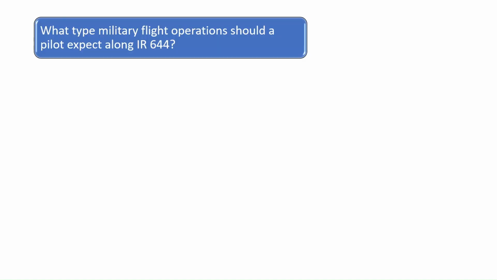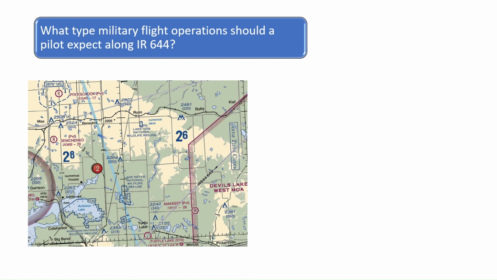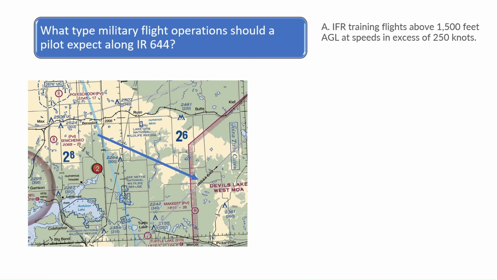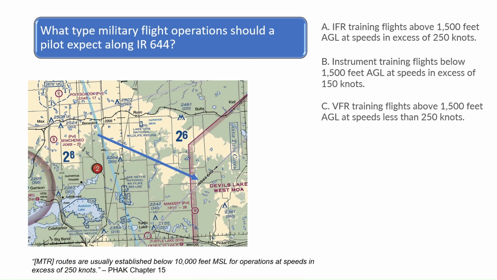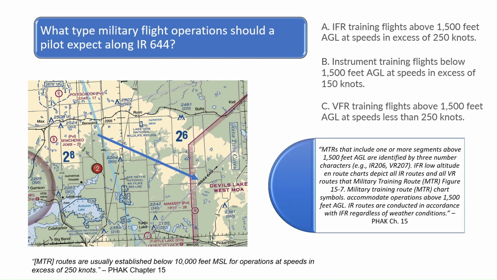What type military flight operations should a pilot expect along IR 644 as illustrated in the chart? According to Chapter 15 of the Pilot's Handbook of Aeronautical Knowledge, military training routes are usually established below 10,000 feet MSL for operations in excess of 250 knots. Military training routes that are conducted at altitudes above 1,500 feet MSL are identified by a 3-digit number, and routes below 1,500 feet are identified by a 4-digit number.